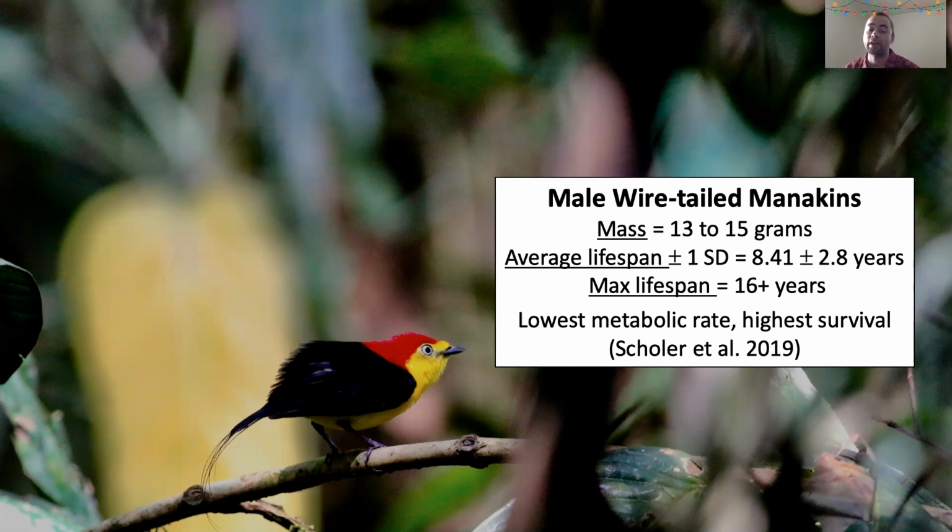And what they found was that out of all the species they sampled, a sister species to the wire-tailed manakin, the band-tailed manakin, exhibited the lowest metabolic rate and the highest annual survival. And so what I'm trying to show you here is that manakins exhibit slow paces of life, and especially for their size, they exhibit exceptional lifespans.